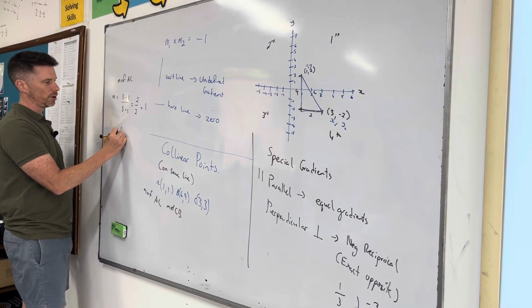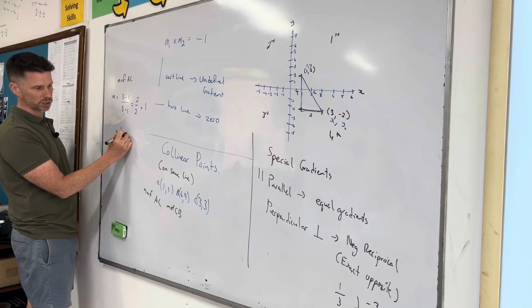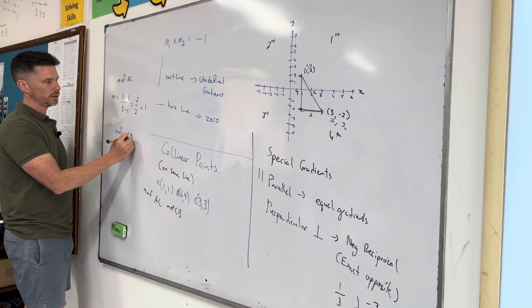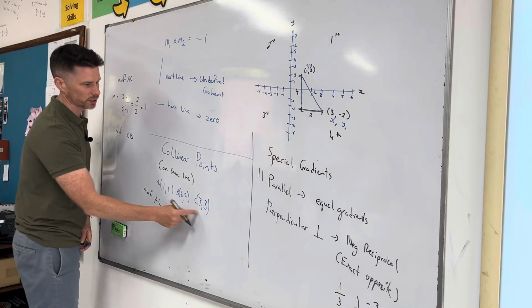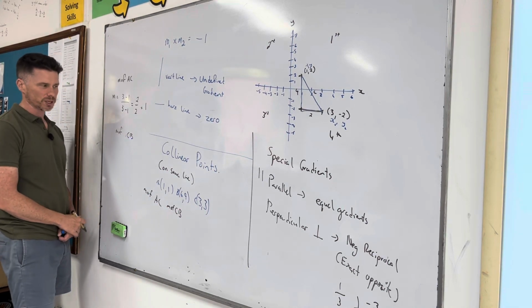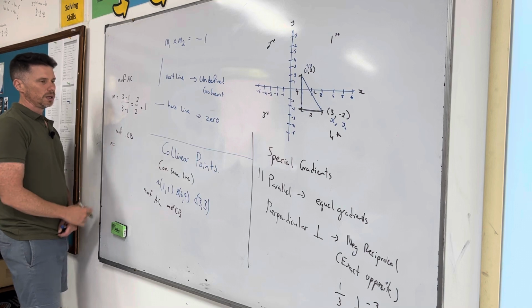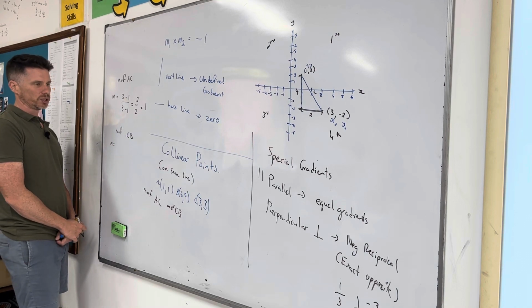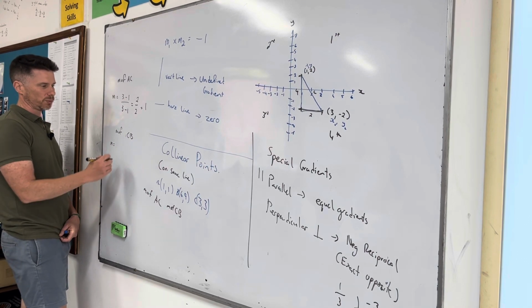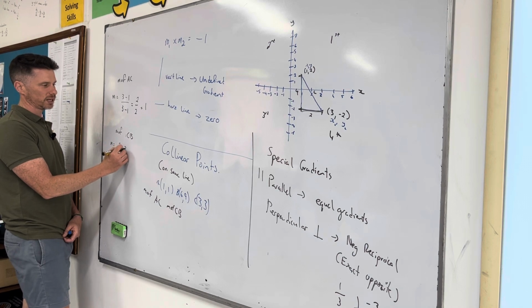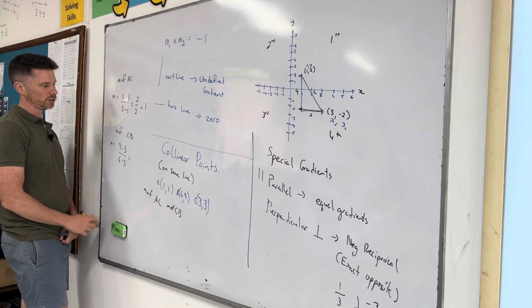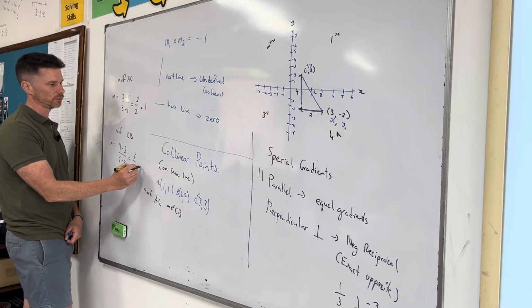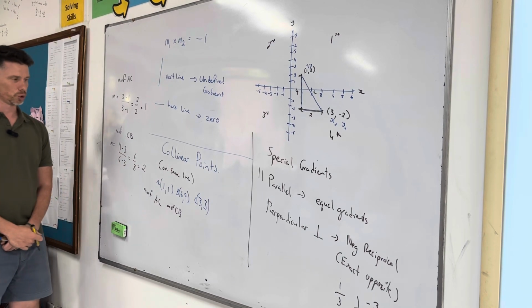What's the M of CB? So for CB, we've got to use these 2 points. It doesn't matter which way around you do them. We are going to do B as the second point. So y2, 9 take away 3, over 6 take away 3. What's my gradient here? 6 over 3. The gradient slope is 2.